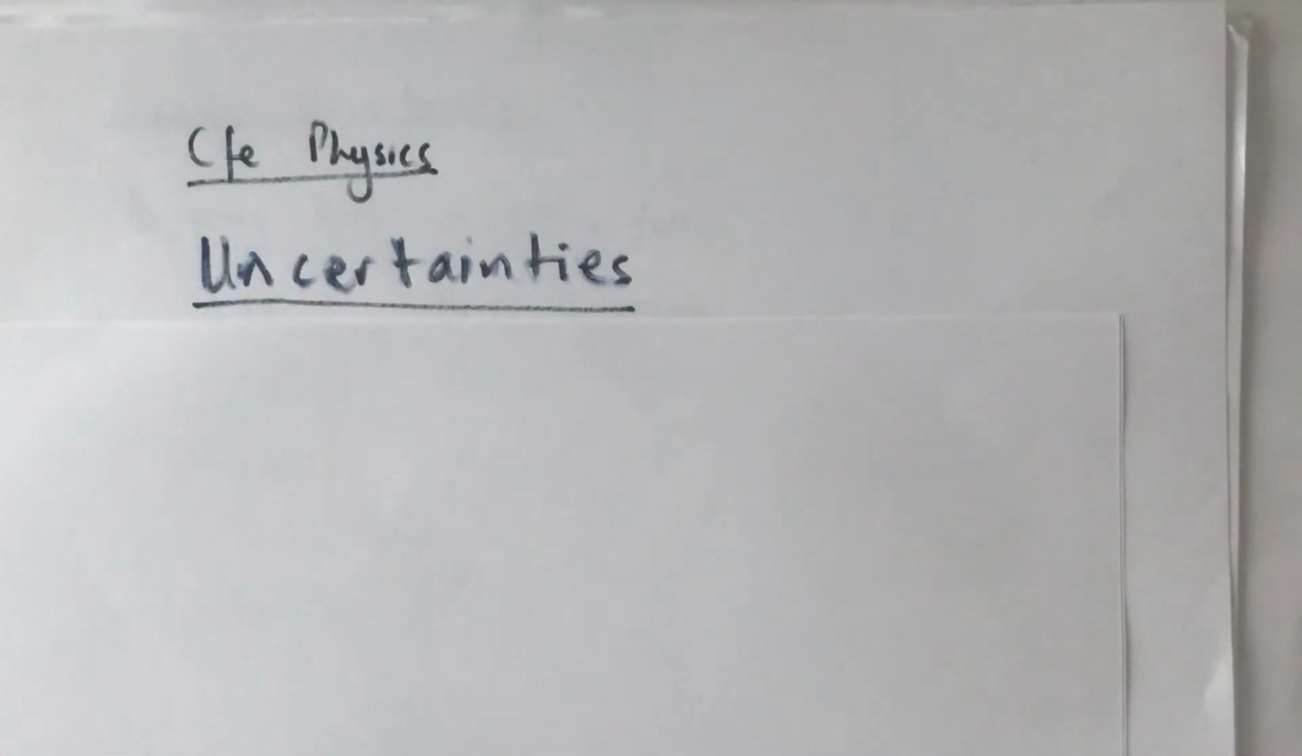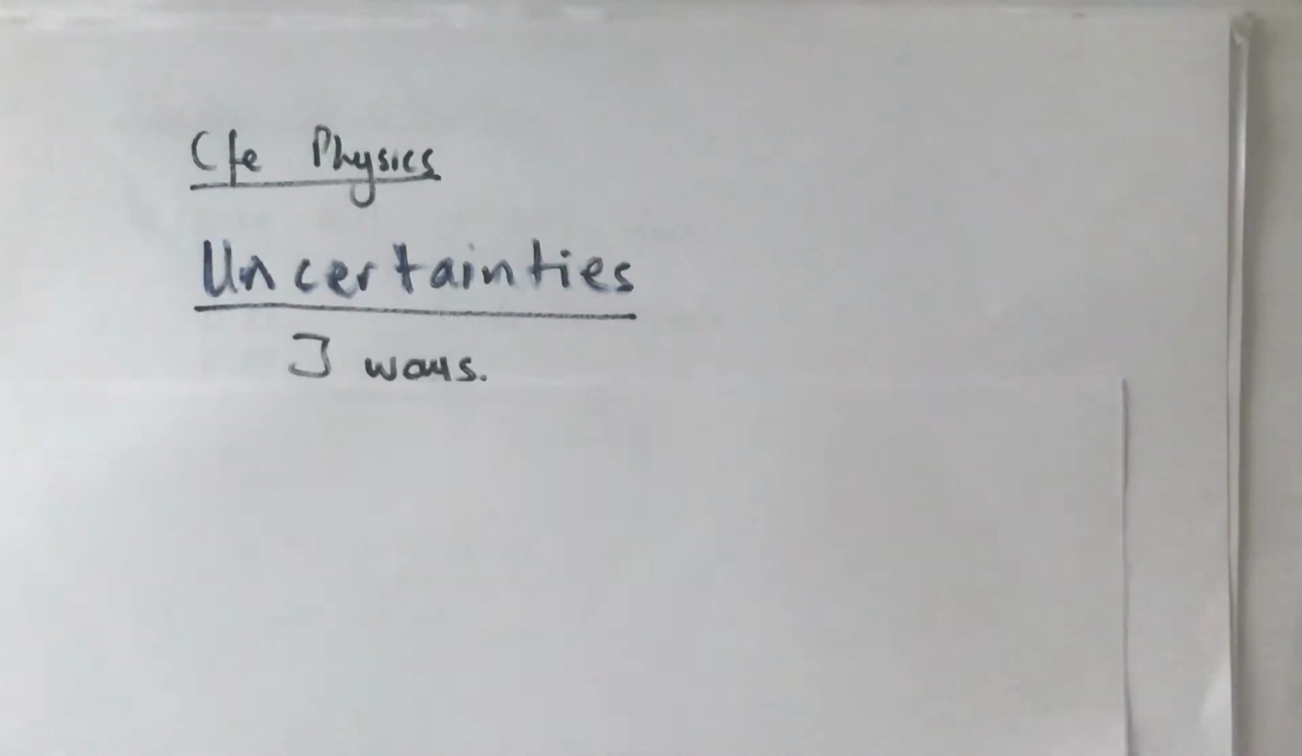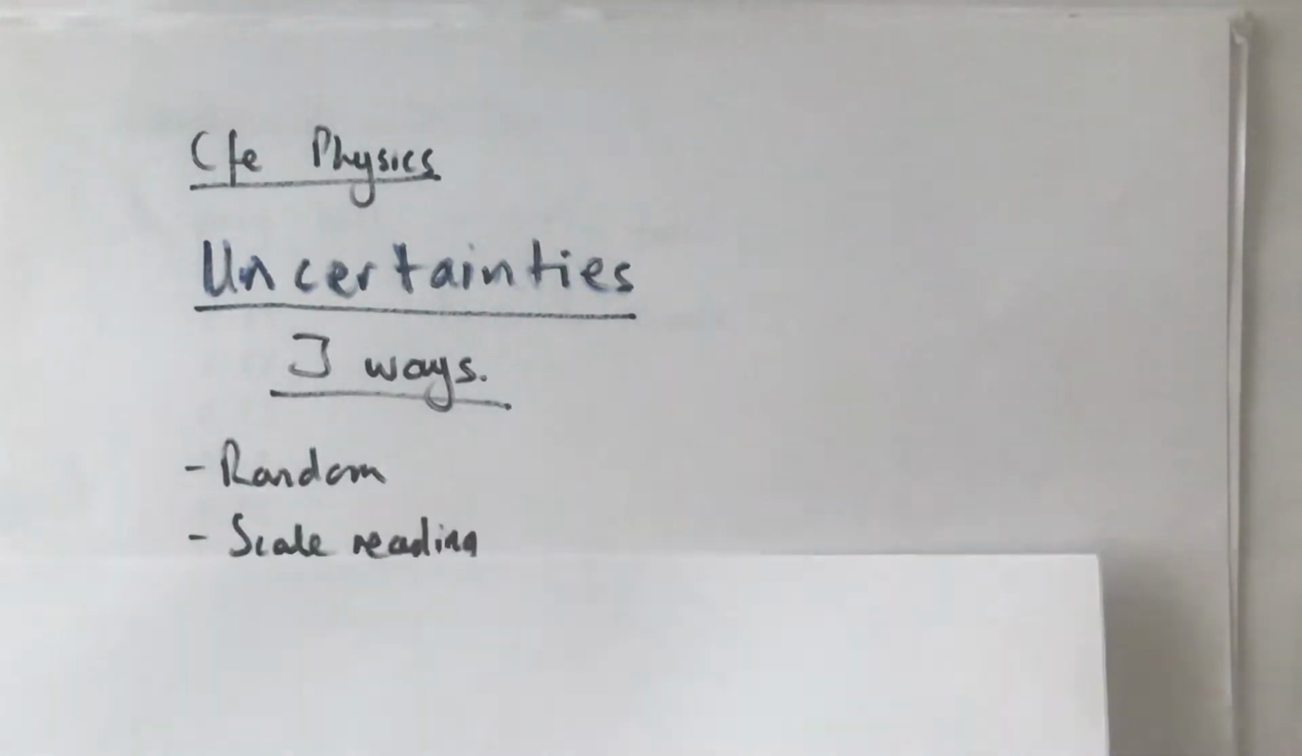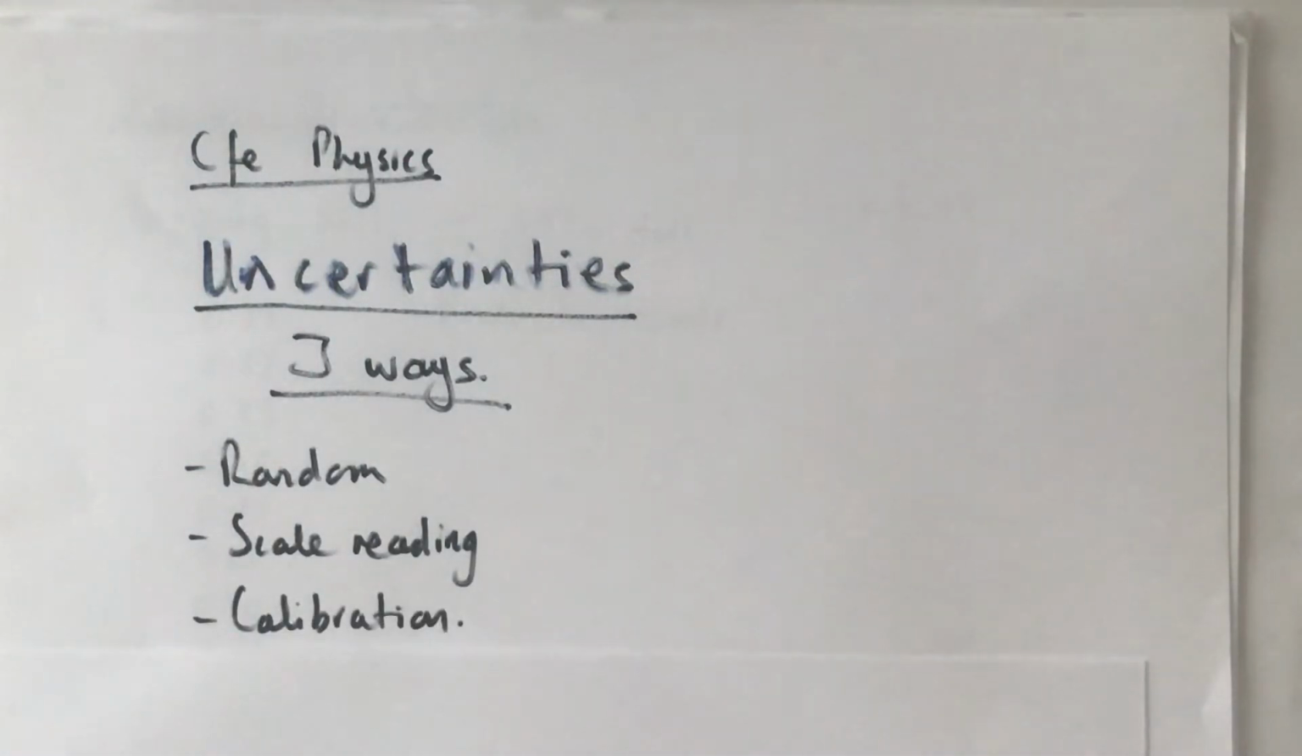Okay, in this uncertainties explainer, I'm going to try and take you through the three ways of doing uncertainties. Now, at higher, we're dealing with uncertainties in three ways. And the three ways are random uncertainties, scale reading uncertainties, and calibration uncertainties. And when we've got a reasonable grasp of that, we'll move on to graphs.